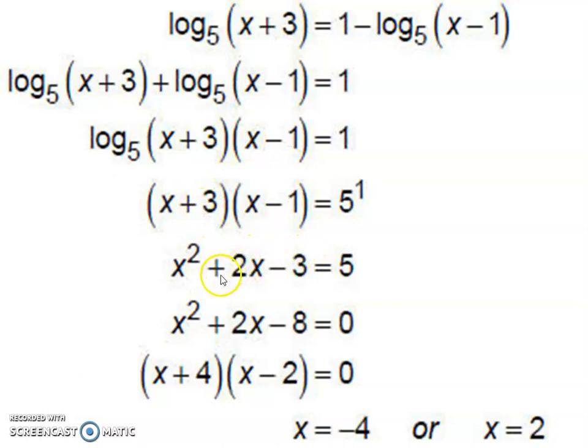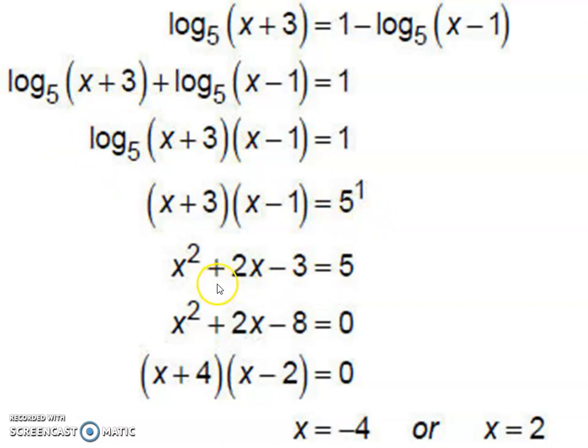Now the next step, x square plus 2x minus 3. We get this by bracket expansion. x into x is x square, plus 3x. Next, we have to take the minus x and 3 ones are 3. Here plus 3x and minus x gives 2x. We expand the brackets with the plus and minus symbols. The main thing that is important here is 5 raised to 1, derived from converting the logarithmic form into exponential form.